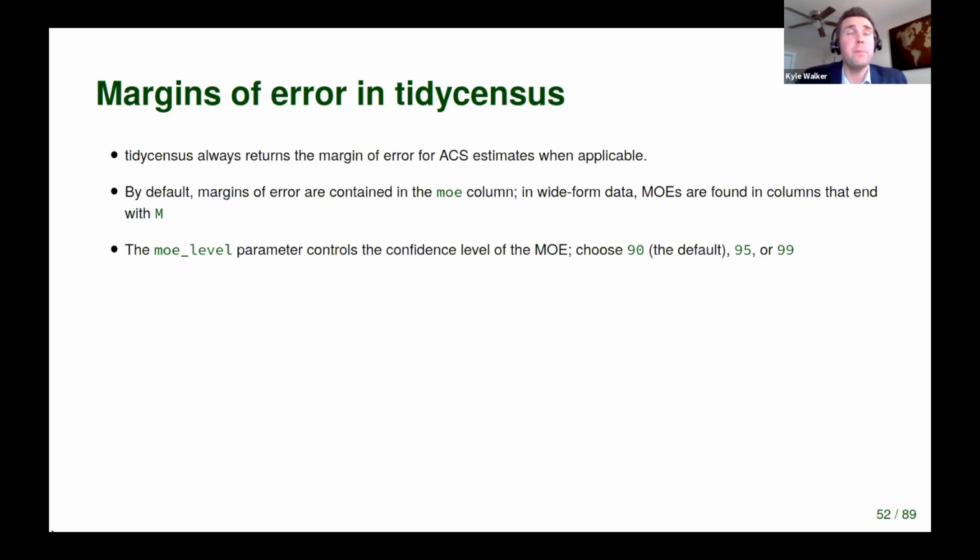Margins of error by default, as we've seen, in long form or tidy data are in the moe column, or in wide form data, an M suffix is appended to the margins of error. There is an argument that you can use in get_acs, moe_level, that controls the confidence level of the MOE. So if you want it to be a little bit stricter, you can change it from 90 to 95 or 99.